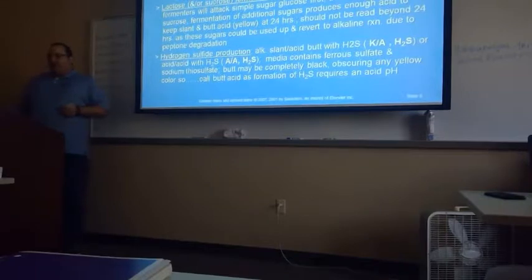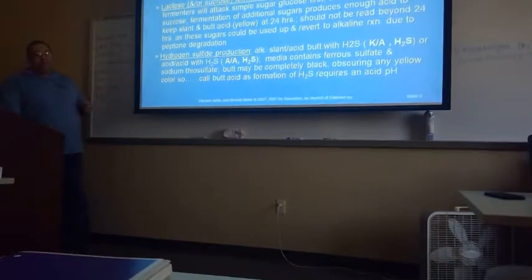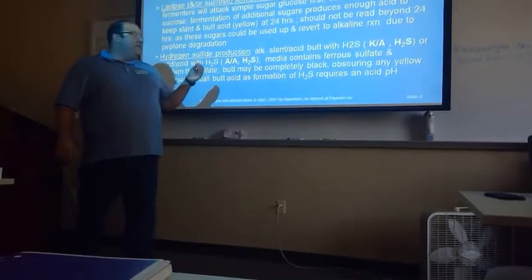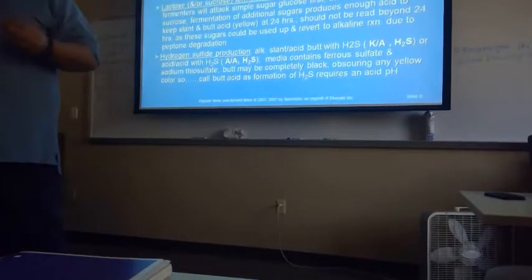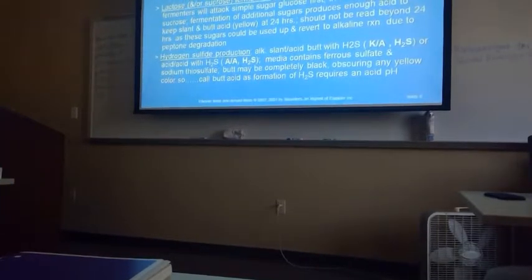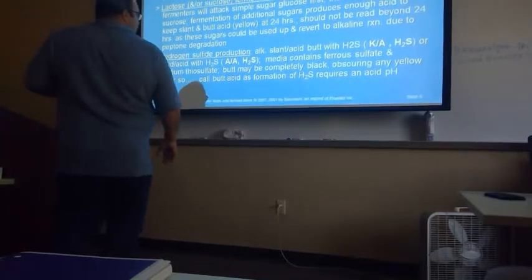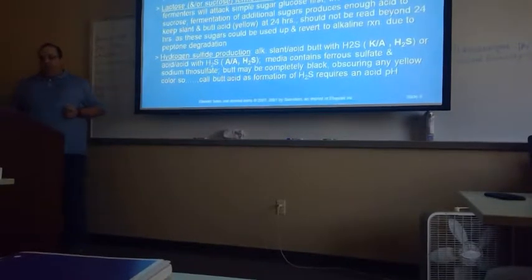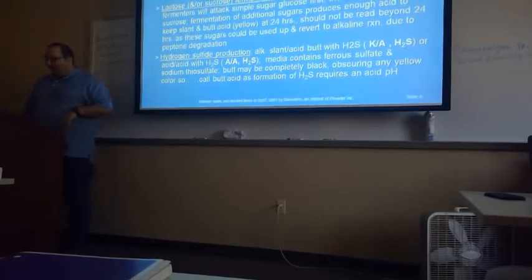Again, hydrogen sulfide production, usually an alkaline slant with an acidic butt with H2S. So it would be written K over A with H2S. And we know that the butt of that tube was acidic because it's black. It can't be black unless it's acidic. So even if we can't see the color, if it's black, it's acidic. And it does say the butt may be completely black, completely obscuring any color that you can see. But you know that it has to be acidic.